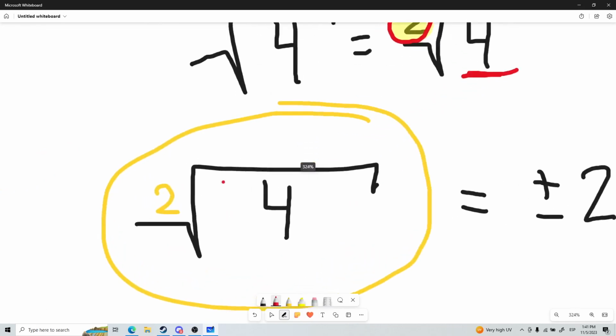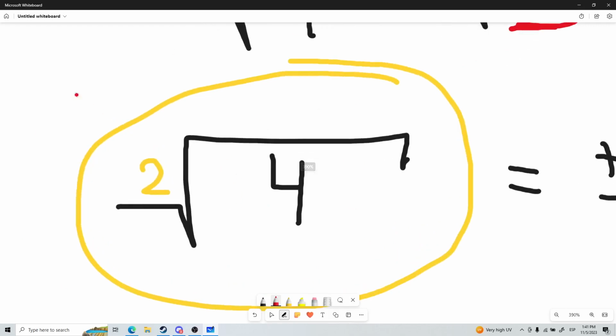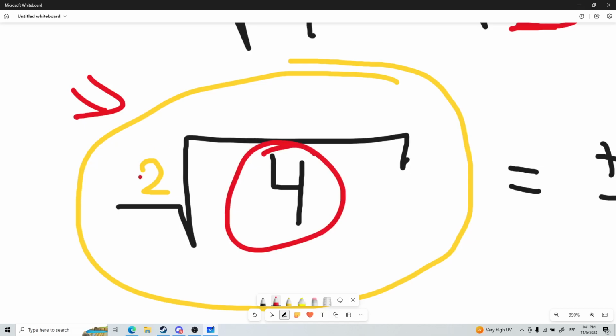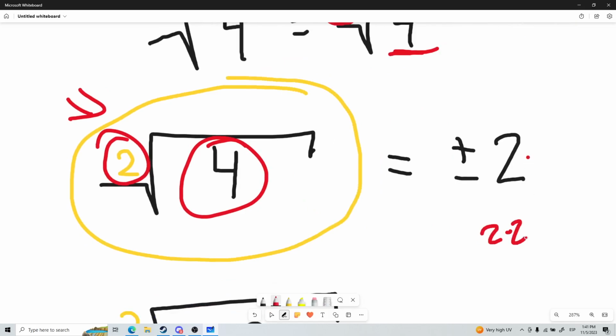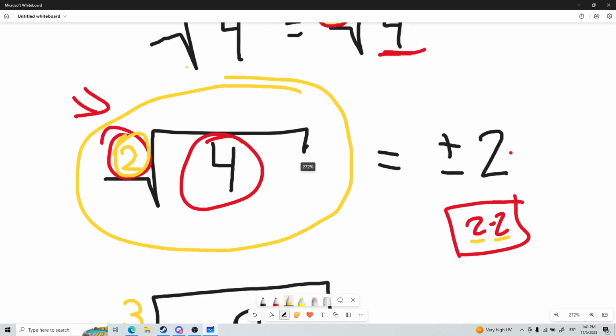But what this 2 tells you is how many times a number needs to be multiplied by itself to give you what's inside. So here in math language, this number 4: a number multiplied by itself twice has to give you 4. See? So what is it? Well, 2 times 2. It's twice because of this 2, and 2 because 2 times 2 is 4.